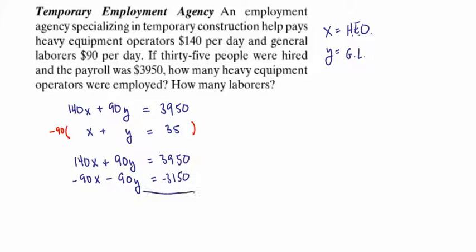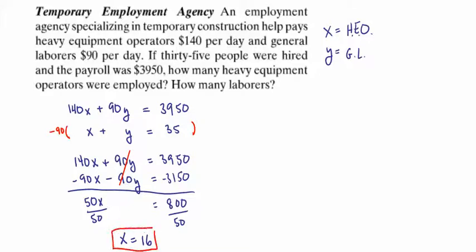3,150. Now we can add the two equations together, and we will get positive 50x, the 90s zero out, and 3950 minus 3150 is 800. Divide by 50, divide by 50, and x is equal to 16. So we know that the number of heavy equipment operators will be 16.